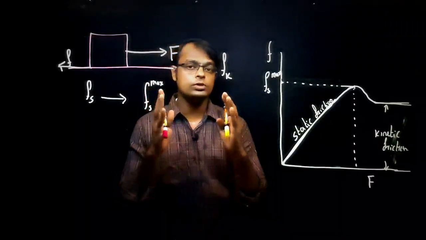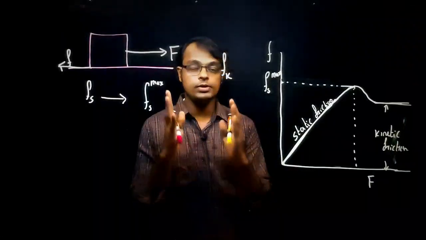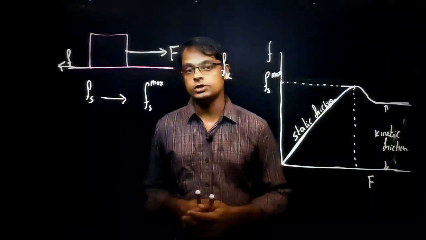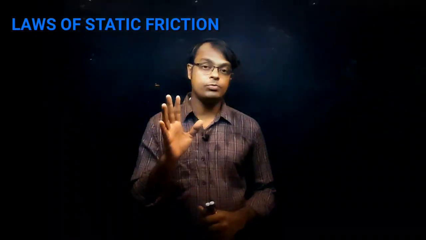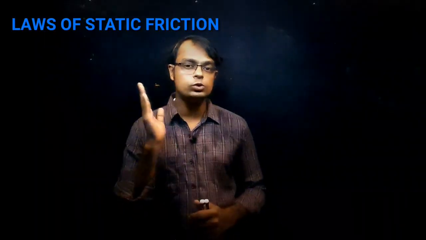Now let's discuss the laws of friction. In the laws of friction, we'll be discussing laws of static friction and laws of kinetic friction. Now let's discuss the laws of static friction. The first one: limiting friction depends upon the nature of the surfaces which are in contact. The next one is that the limiting friction always acts tangential to the two surfaces and in a direction opposite to the direction of motion.